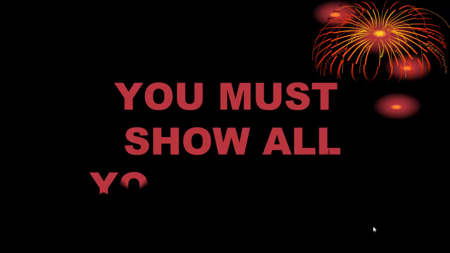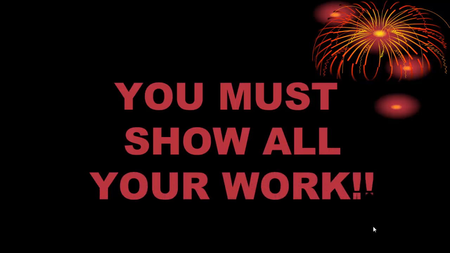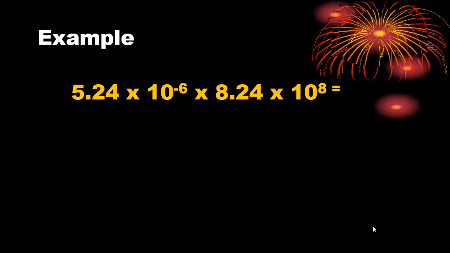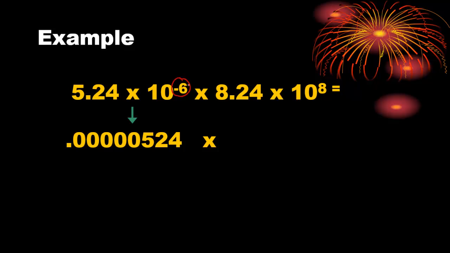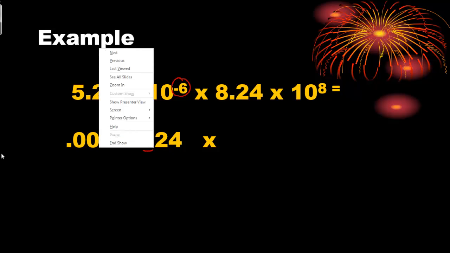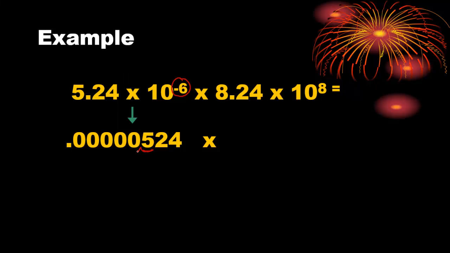So you must show all your work. Without your work, you're not going to get credit. So for example, we are writing 5.24 times 10 to the negative 6, and we're going to expand it. We get that number. So again, I had a negative exponent, so I used the number that was in scientific notation, and I am going to move it over 1, 2, 3, 4, 5, 6 places, and I got my new decimal point, filling in those extra spots with zeros.